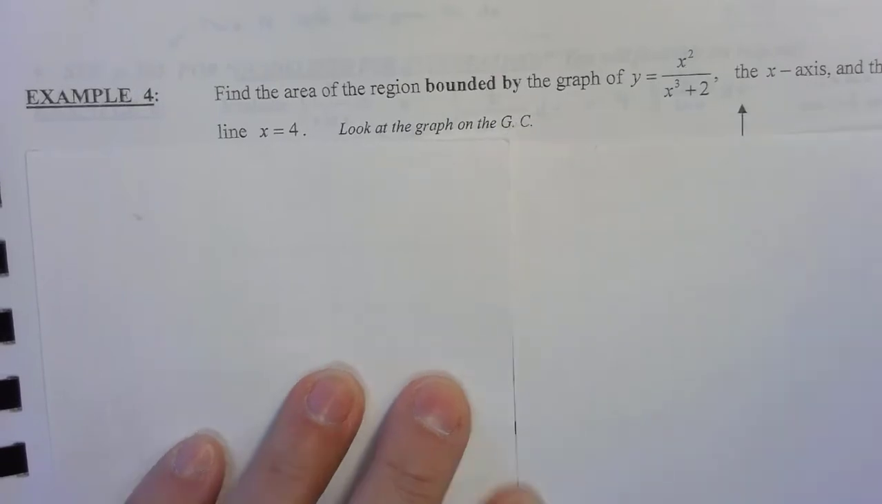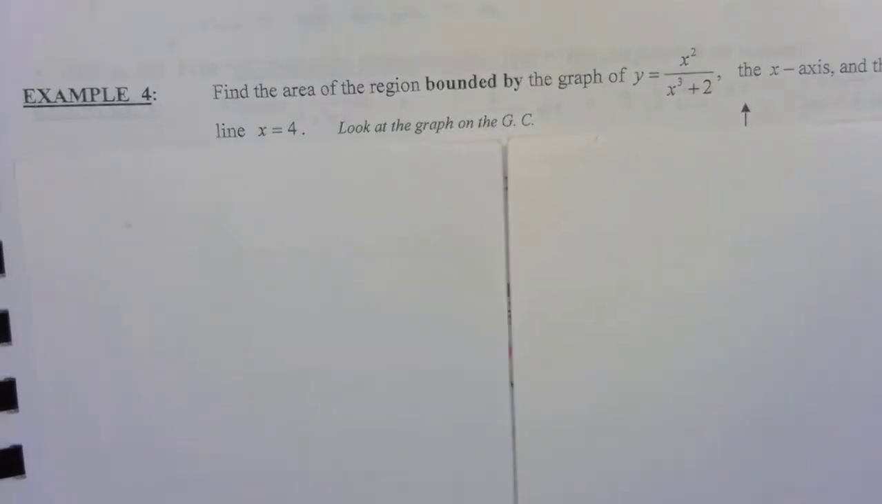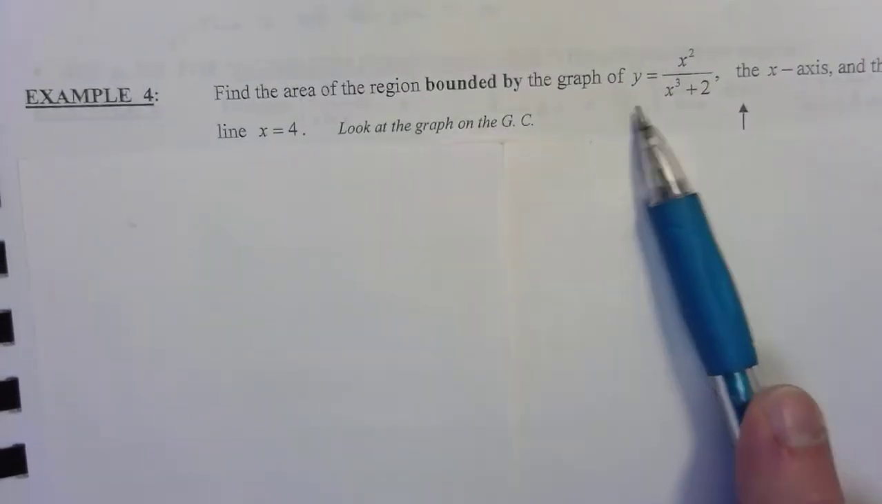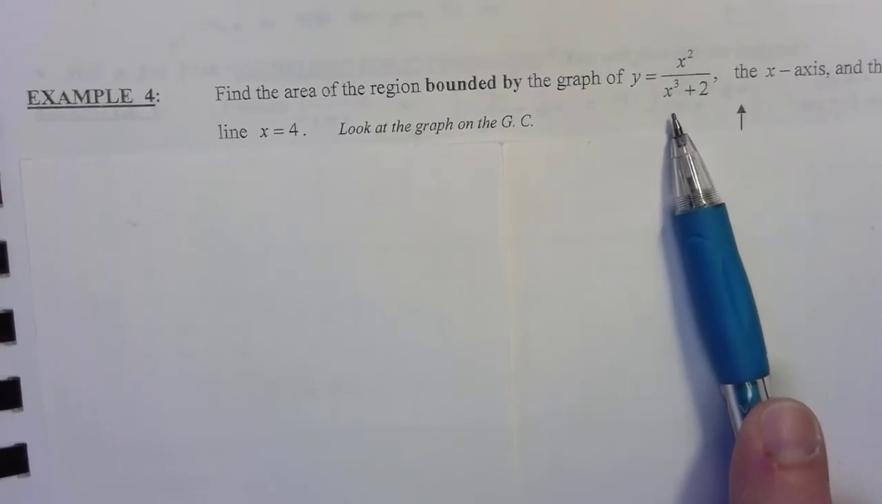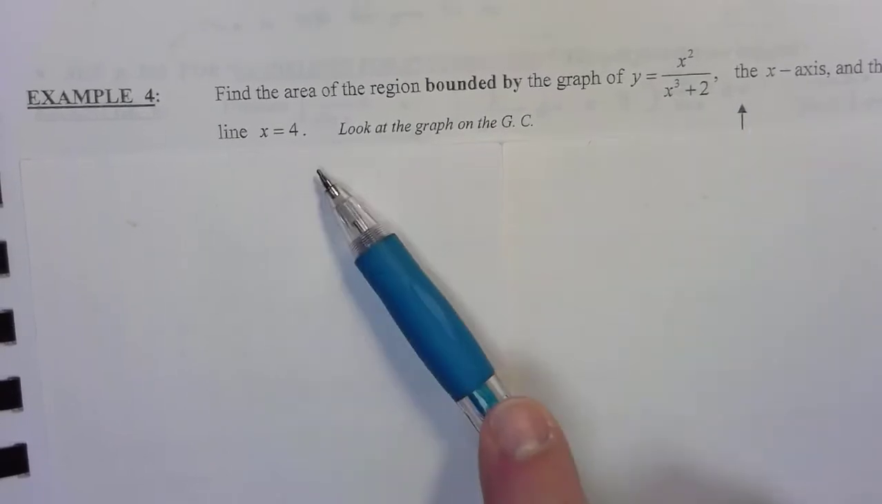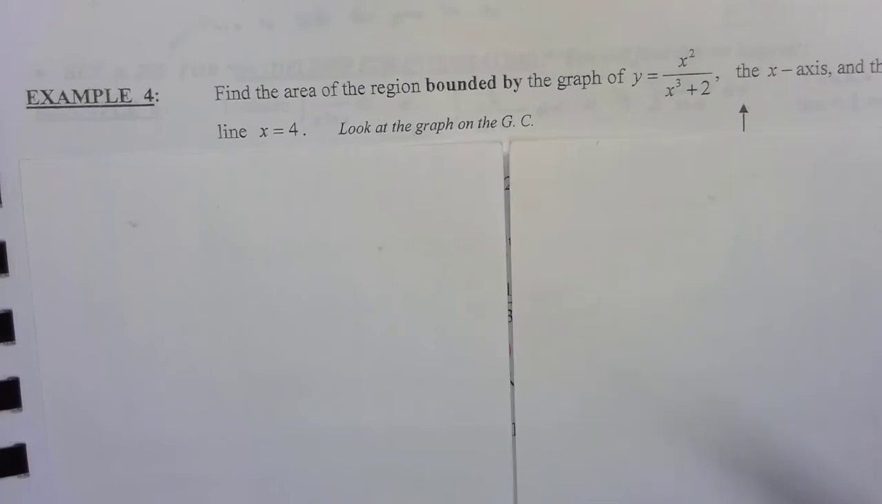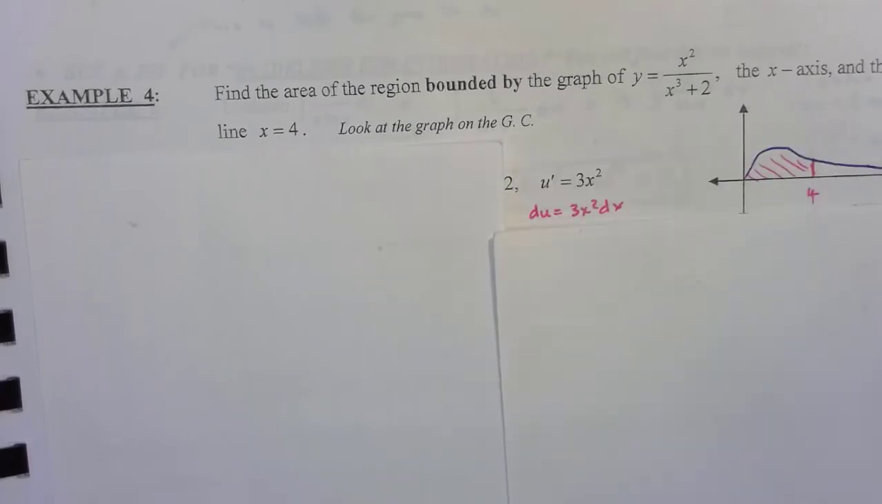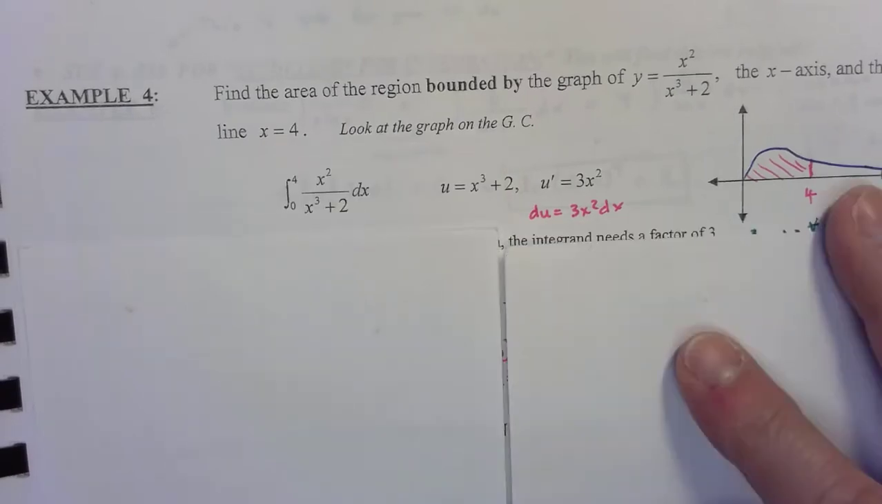Example 4. Find the area of the region bounded by the graph of y equals x squared over x cubed plus 2, the x-axis, and the line x equals 4. Now we're going to look at that graph on the calculator. This is what it looks like. Okay, and we can see we're going to have this integral.